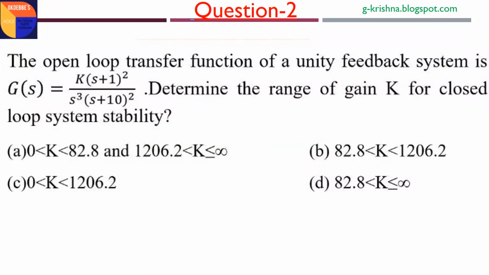The open loop transfer function of a unity feedback system is G(s) = K(s + 1)^2 / (s^3 (s + 10)^2). Determine the range of K for closed loop system stability. These are the options shown. Let us go for the solution.